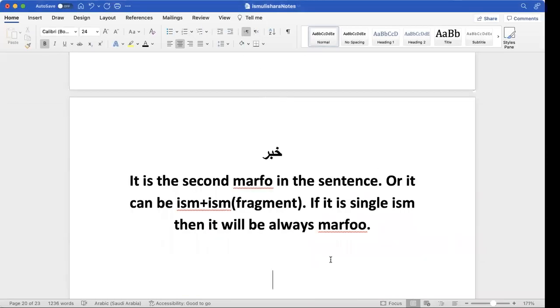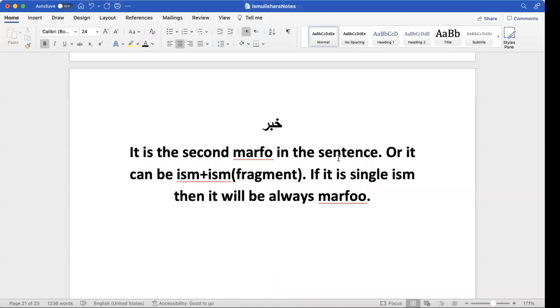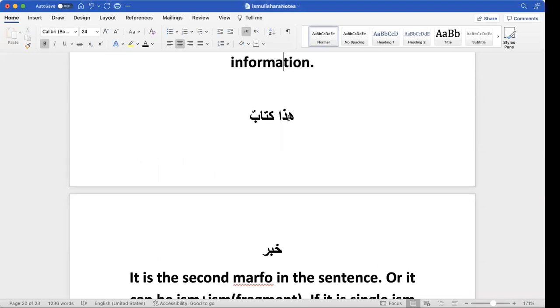So khabar basically is the second marfu in the sentence. First marfu is mubtada. If it is a single ism, it will be marfu. If it is mudaf ilay, again mudaf will be marfu. If it is sifa mawsuf, both will be marfu. If it is harfi nasab and mansub, then harfi nasab plus mansub will be mubtada.